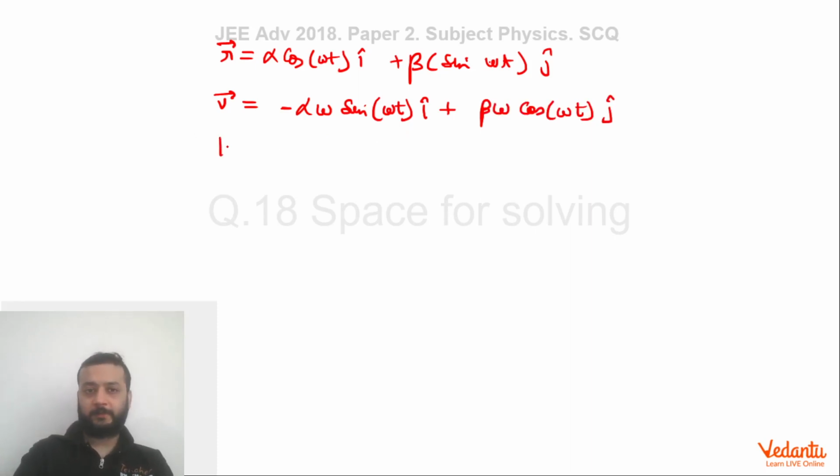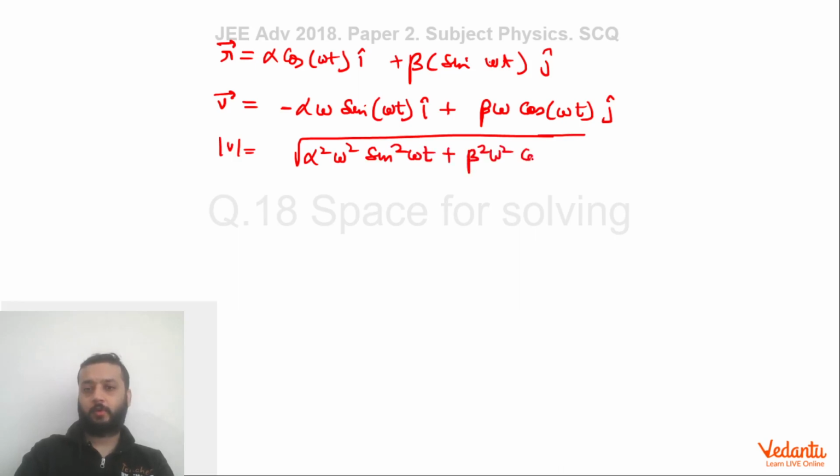If you try to find the speed of the particle, that will be the square root of alpha square omega square sin square omega t plus beta square omega square cos square omega t. So it can be clearly seen that speed is not constant. If alpha and beta were equal, then speed would have become constant.